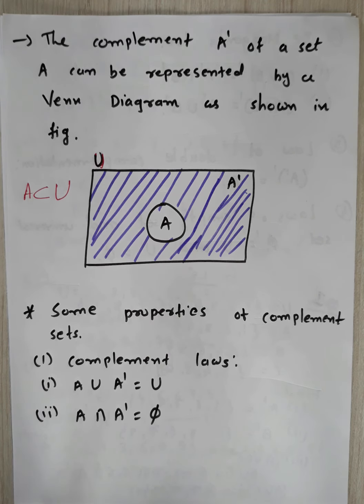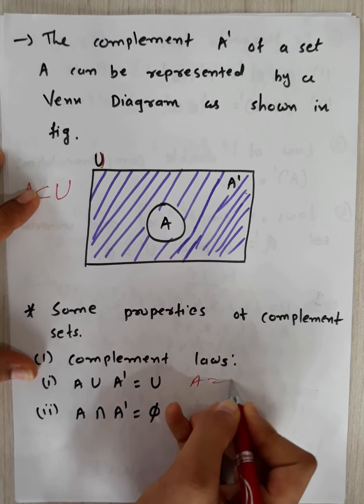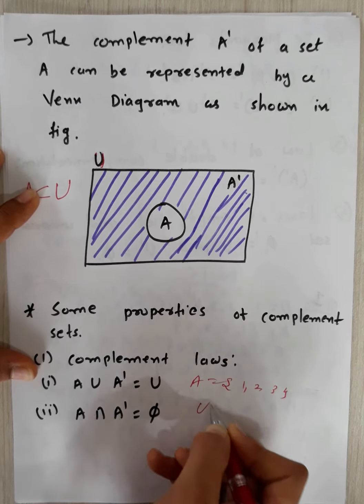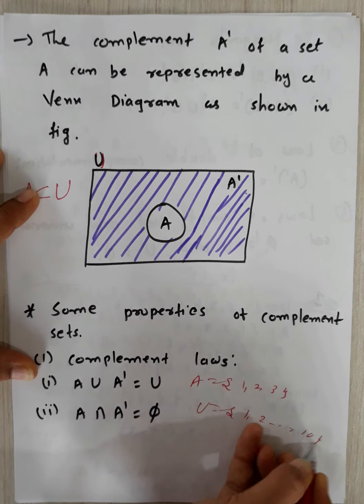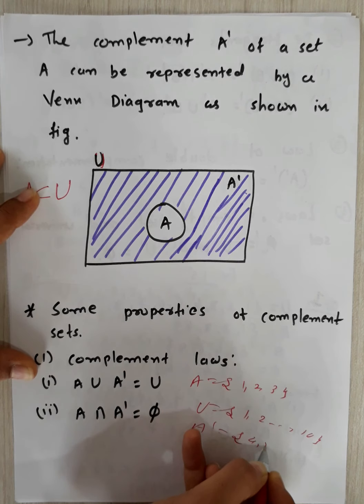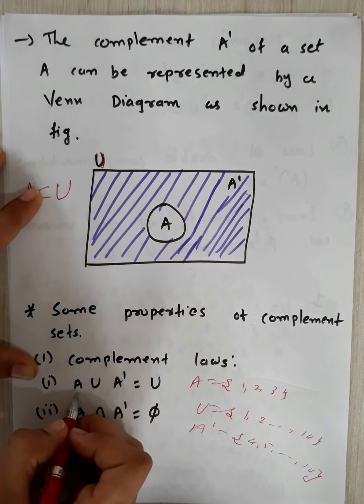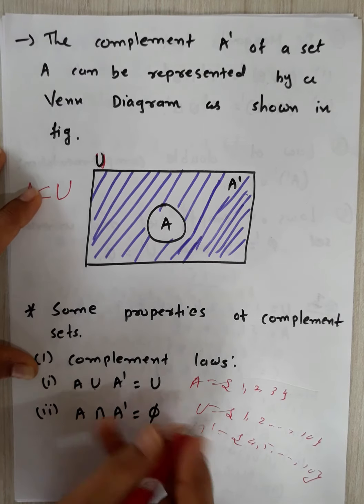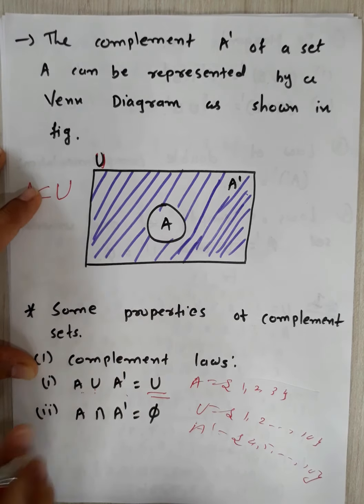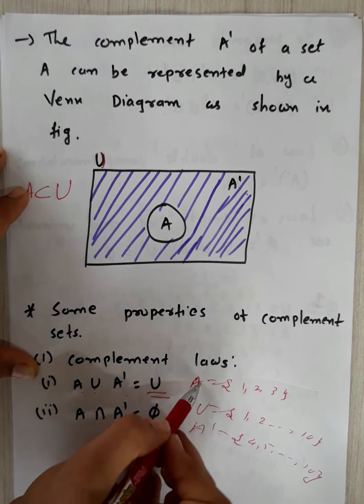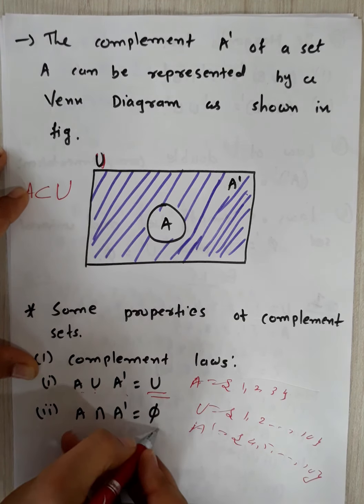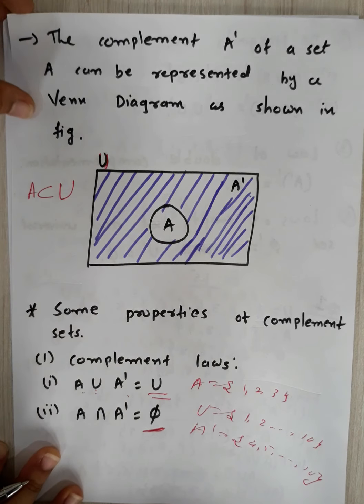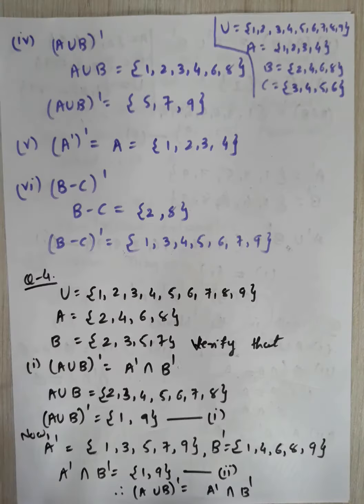A union A dash is equal to U, right? Which means if A is equal to 1, 2, 3, and U is equal to 1 to 10, then A dash is equal to 4, 5 up to 10. So if we are taking A union A dash, which is equal to U. And if we are taking A intersect A dash, which is equal to phi, right? A intersect A dash is equal to phi.